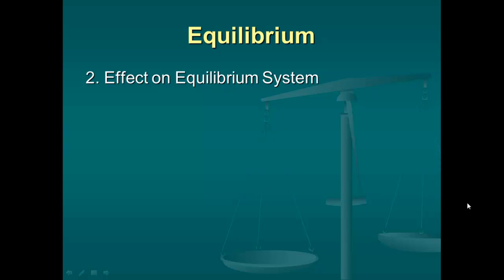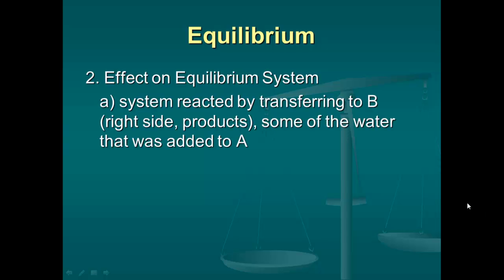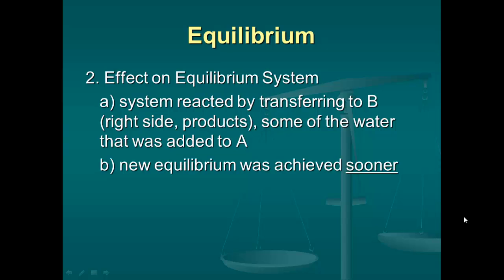What you would see, or the effect on that system, is that the system reacted by transferring to cylinder B, remember that's the right side or the product side, some of the water that was added to A. As you continued with your water transfer, some of that 10 milliliters that you put in cylinder A got moved to cylinder B. And you saw the new equilibrium was achieved sooner. It didn't take you near as long to get to equilibrium the second time as it did the first time.